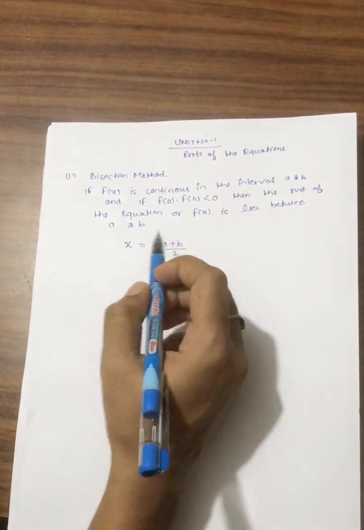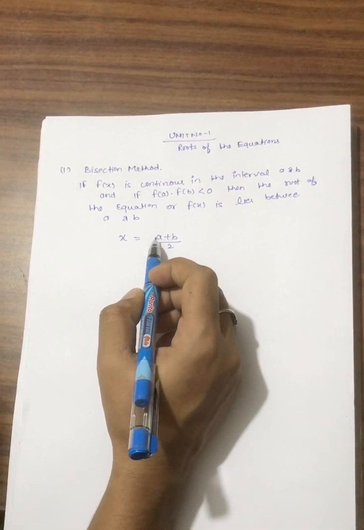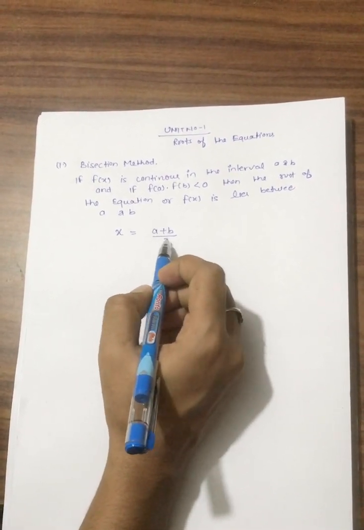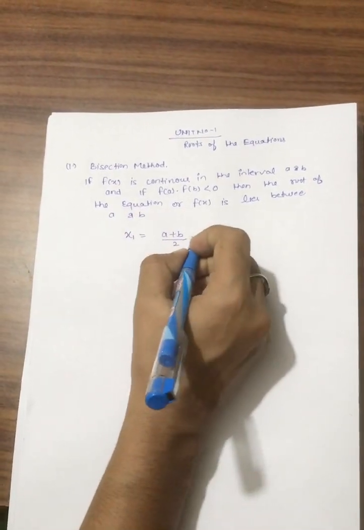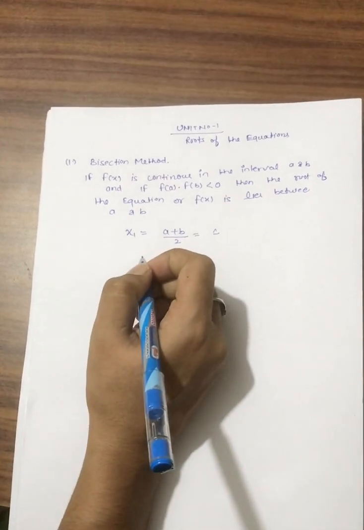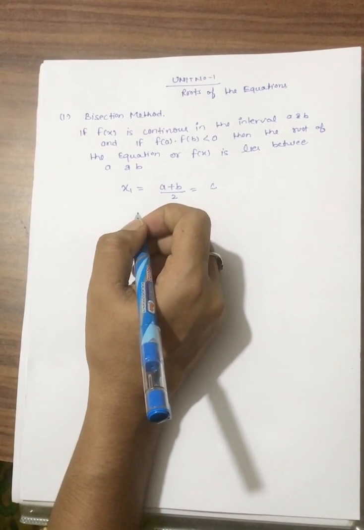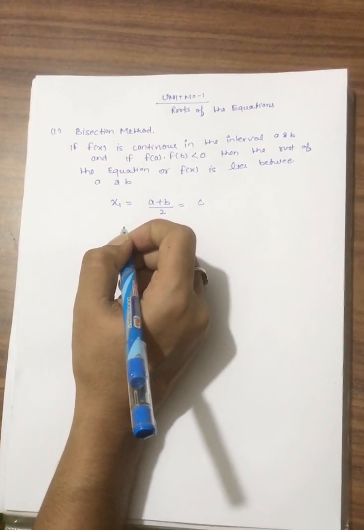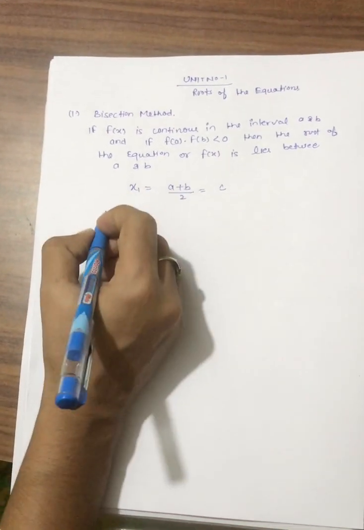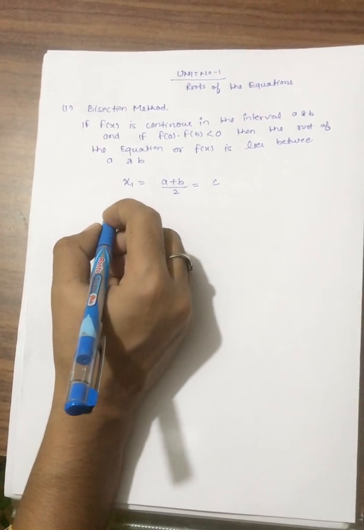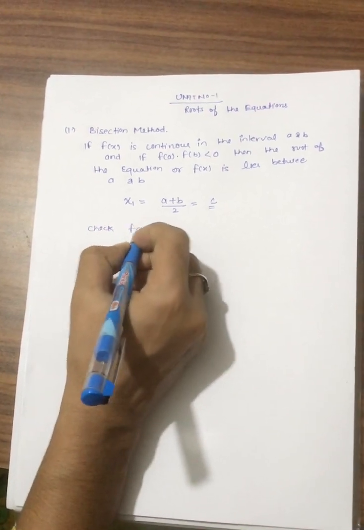And the formula to find the root is x equals to a plus b by 2. Suppose this is the first root, right? x1 equals to a plus b by 2, and you find the answer c, right? And you have to find another root like x2, right? So you have to first find the interval for x2, and the procedure to find the interval of x2 is you have to check the value of the function at the point c, right? So check f of c, right?